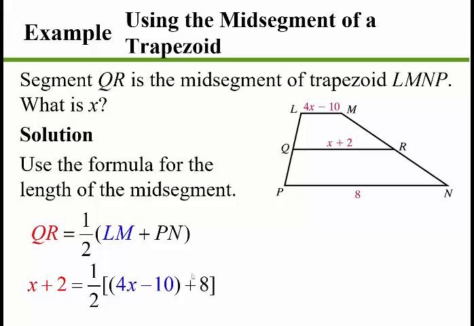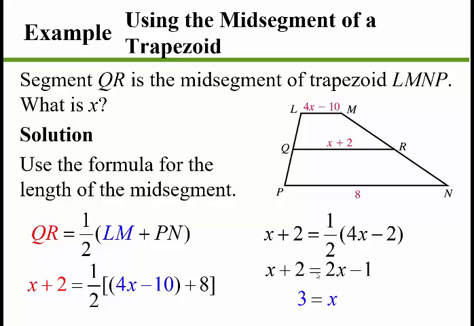So now we just have to clean up this algebra. So I'm going to combine like terms in here. All right, minus 10 plus 8 gets me -2. I'm going to distribute the 1/2 next. When I do, I get 1/2 times 4x gets me 2x, and 1/2 of 2 is 1. Subtract the 1 over the 1x, and then add the 1 over here to get 3. And that's the value of x here. It's going to be 3.